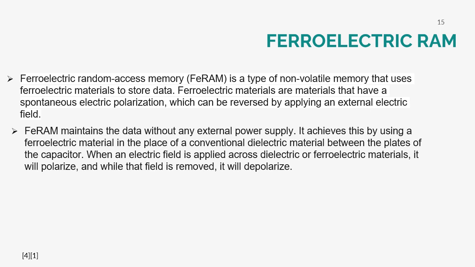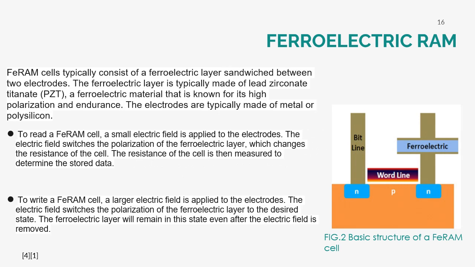When an electric field is applied across the dielectric or ferroelectric material, it will polarize, and when the field is removed, it will depolarize. Moving to the basic structure of FeRAM cells. FeRAM cells typically consist of a ferroelectric layer between two electrodes. The ferroelectric layer is typically made of lead zirconate titanate, a ferroelectric material known for its high polarization and endurance. The electrodes are typically made of metal or polysilicon.